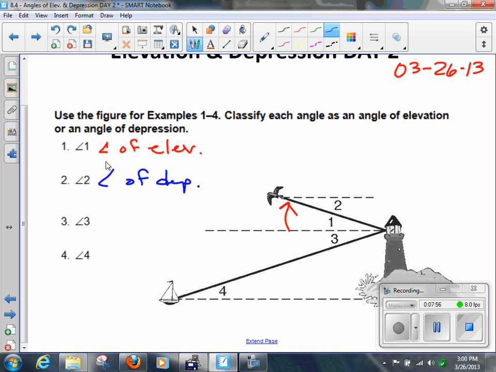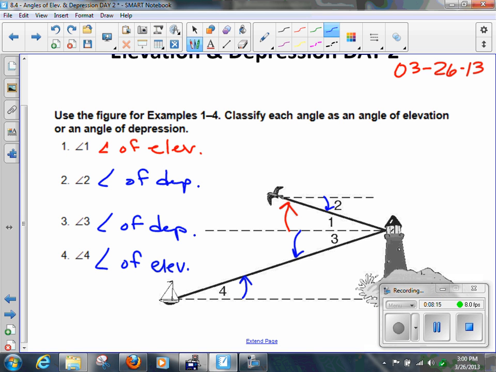Angle 3. And then angle 4. Angle of elevation. From the dotted to the solid. Okay? And that's what you need to mark. From the dotted to the solid.